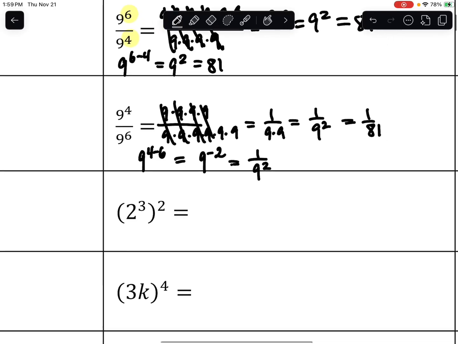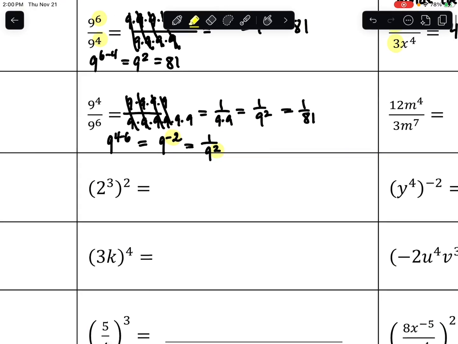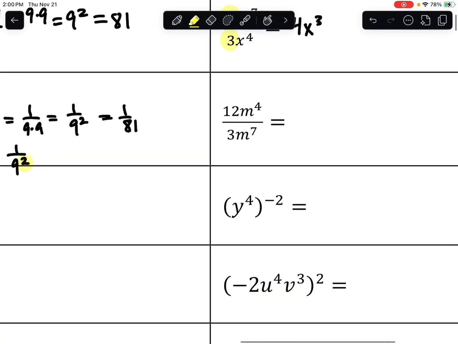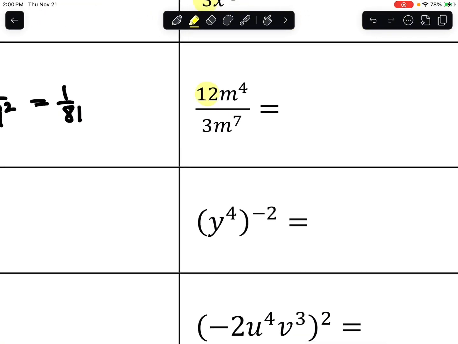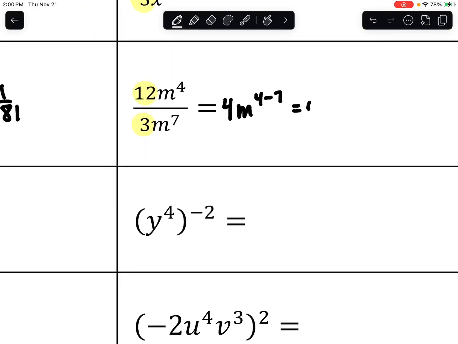And so anytime you see a negative exponent, think that it's on the wrong side of the fraction. And so once you move it to the correct side, you're going to make it positive. And so for this example, we would still divide the 12 and the 3 and get 4. And then we subtract the bottom exponent from the top. We would get 4m to the -3.